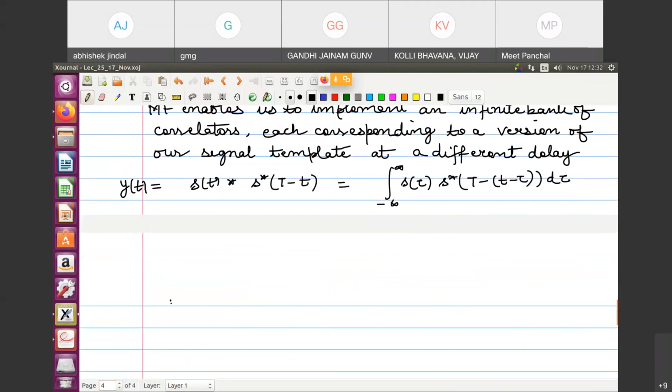So y of t is the integral of S of tau into S star of t minus tau. Now your tau variable is here. So what you are basically doing is the correlation of the signal with itself, but the second copy is delayed by different values of t always.